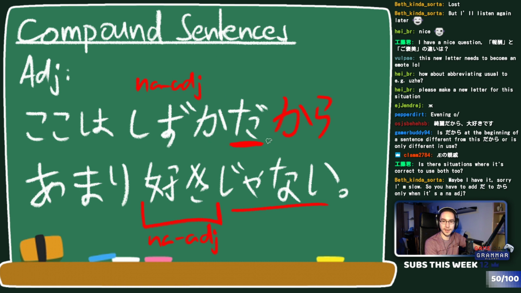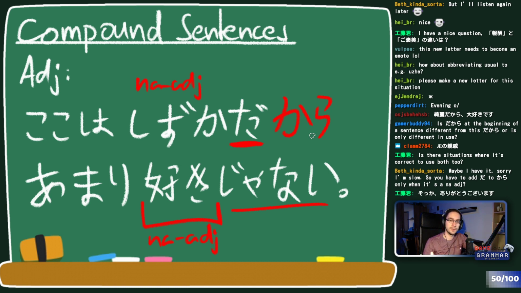So I have to add da to kara only when it's an adjective? That's kind of true, but I wouldn't think about it like that. You add da to the na-adjective itself. The da here is here because it's an adjective. So this stuff here kind of is a unit.